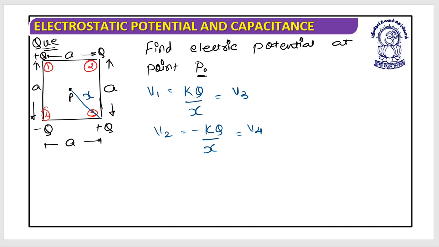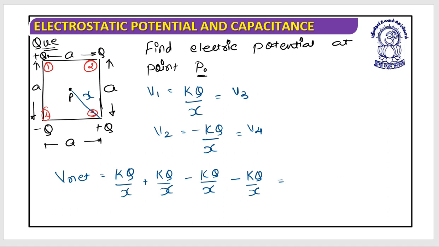So now I require a V net. If I write the V net, it's a net potential. What should be the answer? It would be kq by x plus kq by x minus kq by x, again minus kq by x. So this equals 2kq by x minus 2kq by x, and this would be 0 volt.